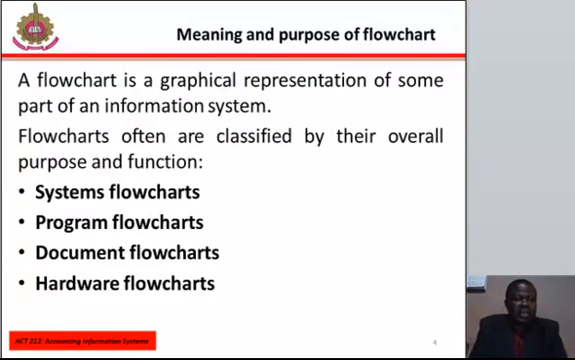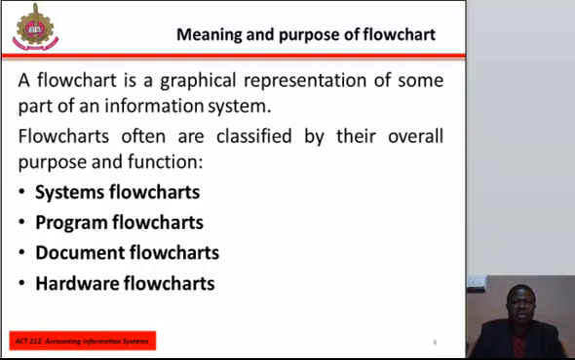Meaning and purpose of flowcharting. A flowchart is a graphical representation of some parts of an information system. A good flowchart is like a snapshot of an information system. It tells you at a glance where information originates, who handles the information, and how it is summarized for decision making. The information system might be focused on accounting, production, human resources, or marketing. It might be related to a particular project, such as launching a space shuttle or evaluating employee performance.